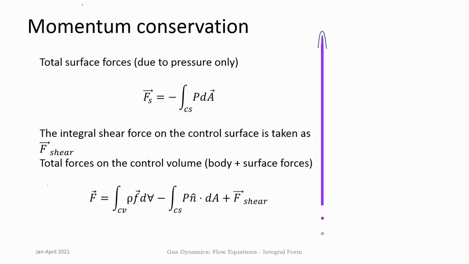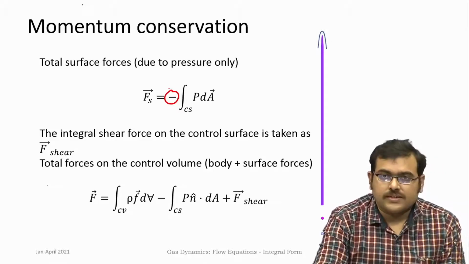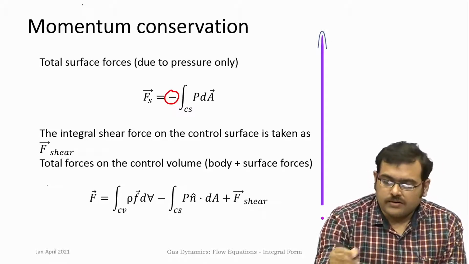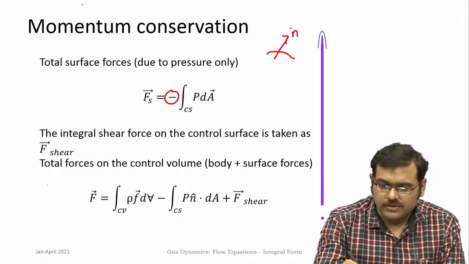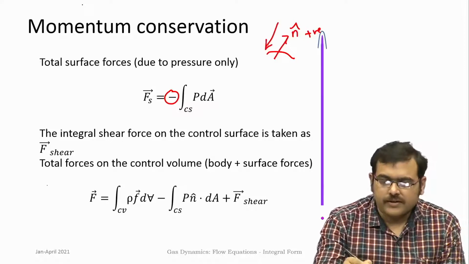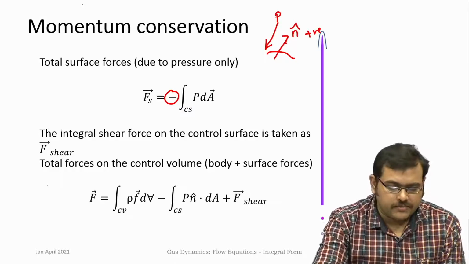Now the pressure force always acts inward to the control surface, so it will have a negative sign. The force is acting inward. The sign convention is that the outward normal is positive, and pressure acts in a direction opposite to that, so you get negative pressure.